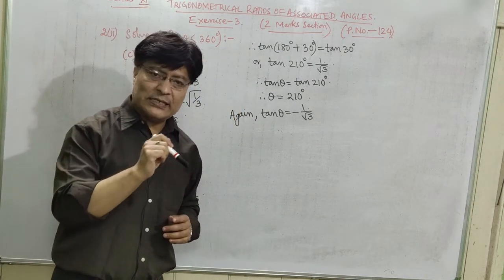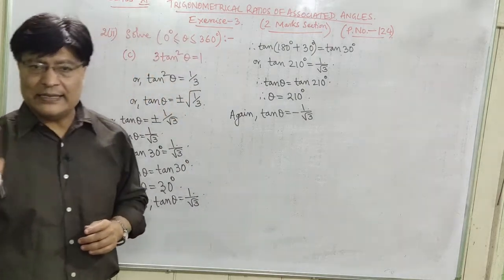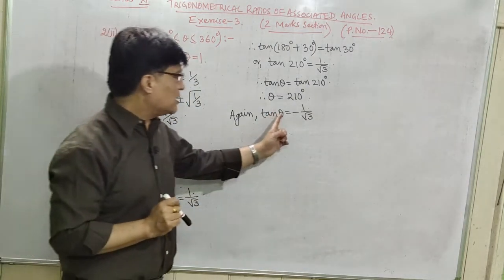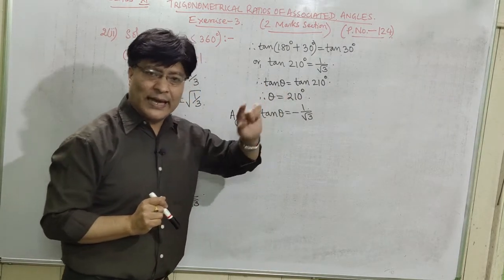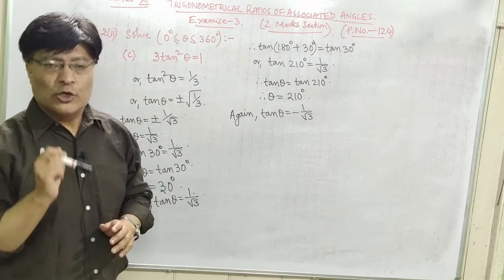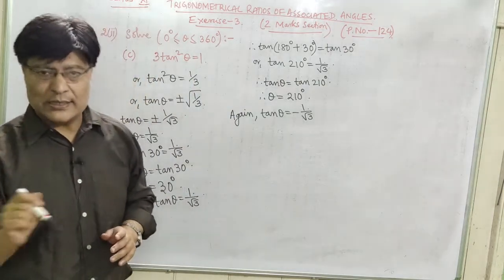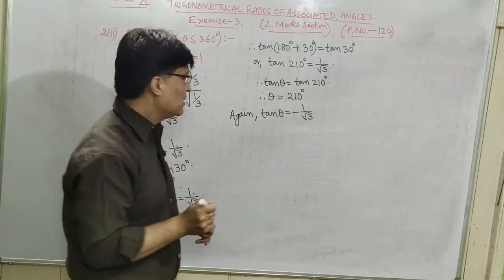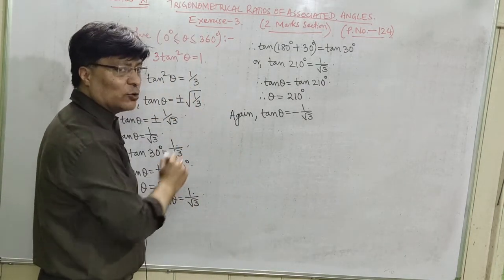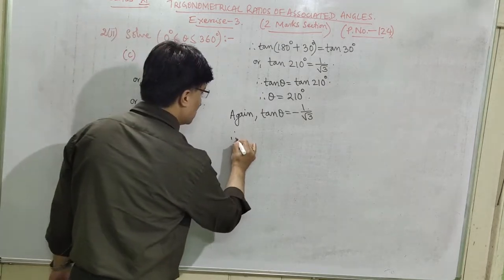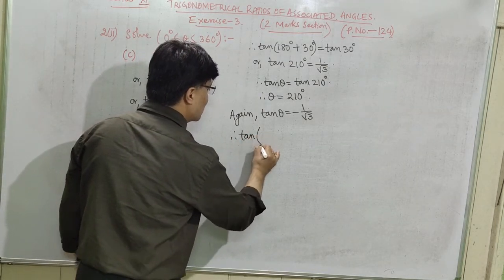Tan theta is negative in the second quadrant and in the fourth quadrant. That means theta lies in the second quadrant as well as in the fourth quadrant. So you should find out the angle in the second quadrant as well as in the fourth quadrant, right? So let us find out the angle in the second quadrant first. So how can you write down the angle in the second quadrant?